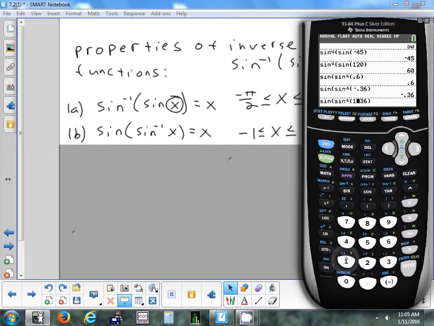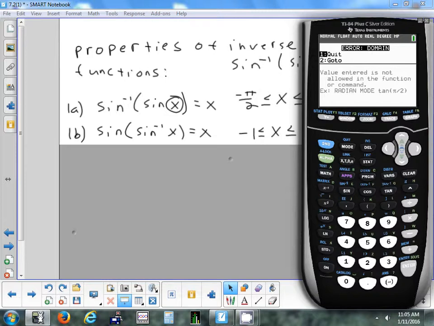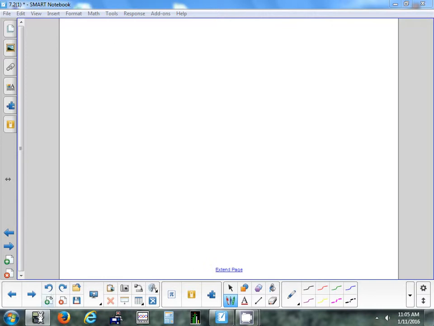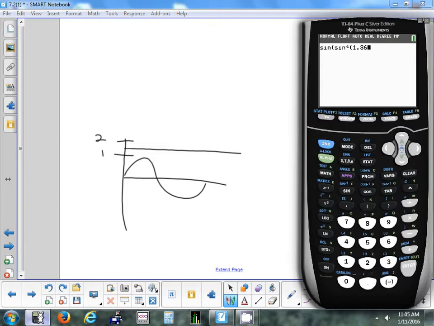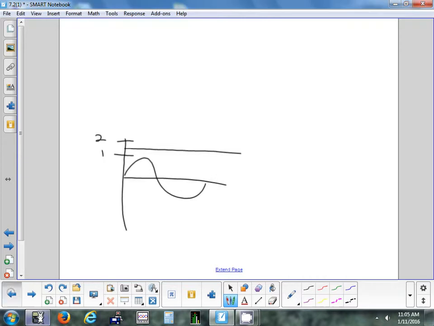Now, let me try a number that's not between negative 1 and 1. Let's try 1.36. Am I going to get 1.36 back? No. In fact, this time I don't even get a different number back. I get an error. That's because you can't evaluate inverse sine of 1.36 inside the trig function. That's like drawing a picture of sine, which tops out at 1, putting a line at 1.36 and saying where do they cross. They don't. If you can't evaluate the inside function, it's undefined, then you can't do it.